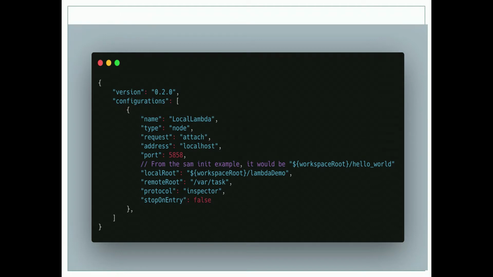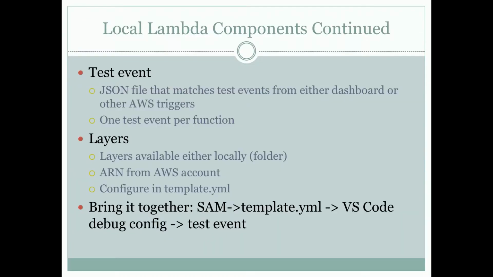And so in the end, you would end up with a test event. You need a test event. That's that same test event that we did in the console, but locally it's just a JSON file, and it must match what your test JSON looks like in the console too.